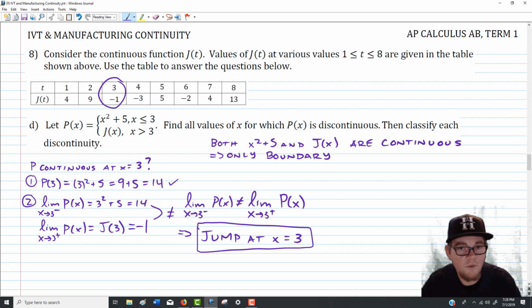Voila. And I can't show you this on Desmos, by the way, because we don't know anything about j except for these random function values. So that's all you get.